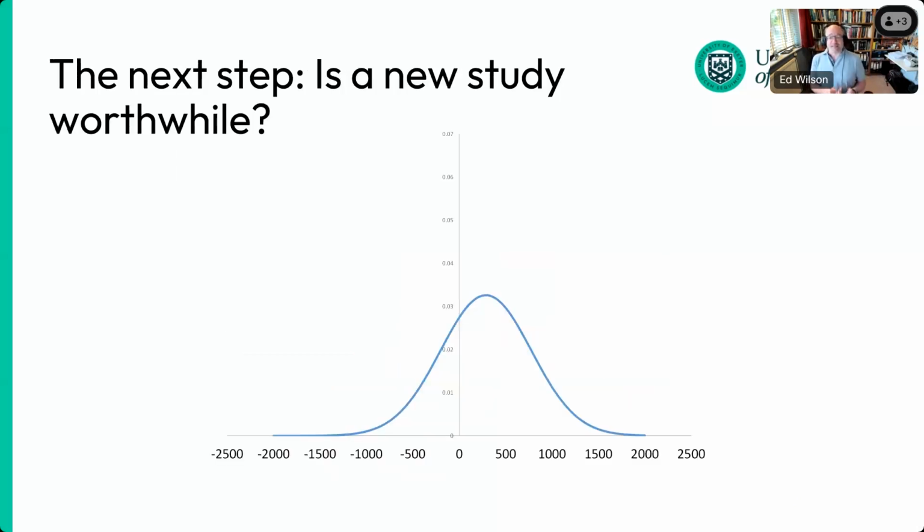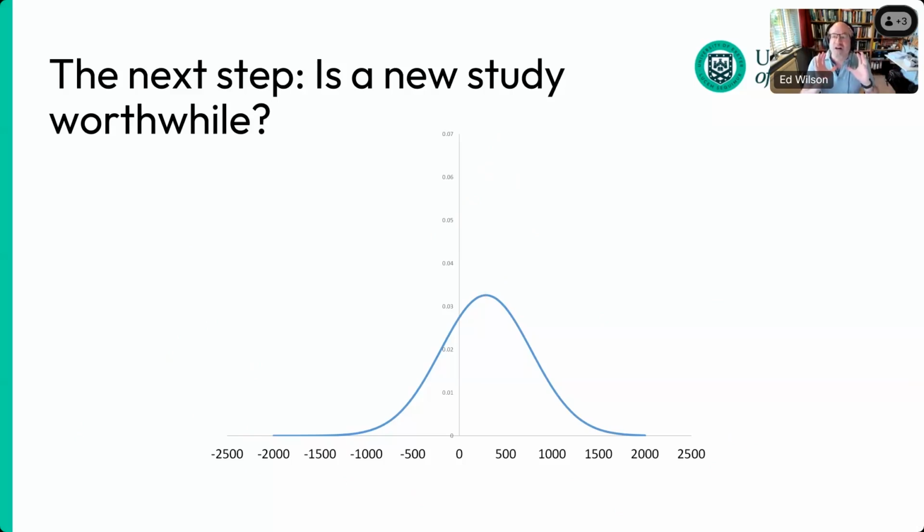So the next step is to say, well, okay, if there is an expected loss due to uncertainty, is it worth actually resolving that uncertainty? So is a new study worthwhile? So what I've done in this chart, this is exactly the same distribution we had before. I've just squashed it down because I want a bit more room on the y-axis. Now, if we were to do a new study, what do we expect? No, sorry, let's be clear.